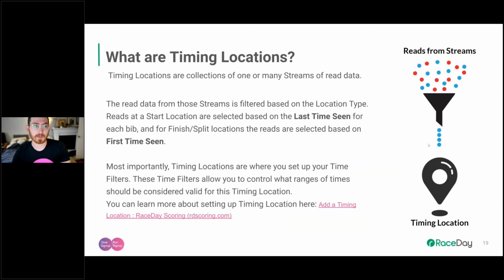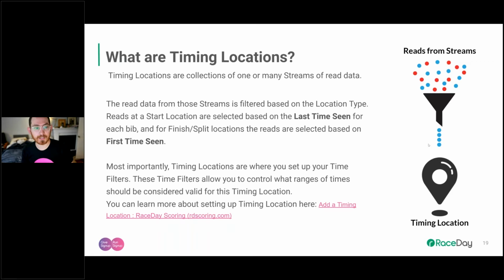Now, let's talk about timing locations. So timing locations are collections of one or many streams of read data. Most of the time, it's just a single stream going into a single timing location, but it's important to understand that that's not always the case. You can have multiple streams going to one location, and that's totally fine. So if you have like a backup stream and a main stream, you could do that. Or if you have different types, like someone just doing a manual data entry of times using a time machine or something like that, you could have more than one type of stream in one location.